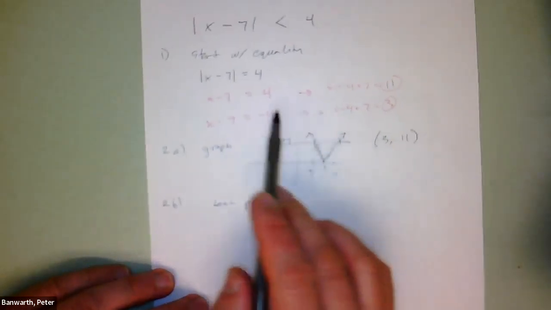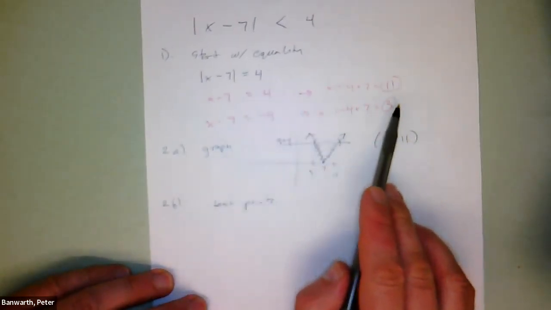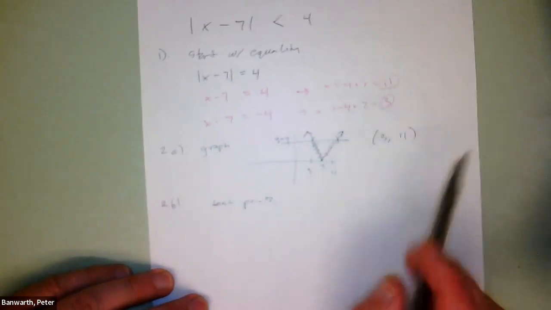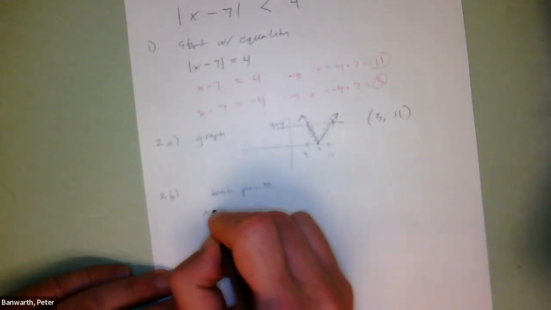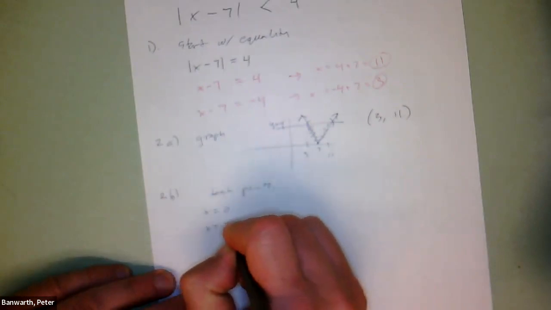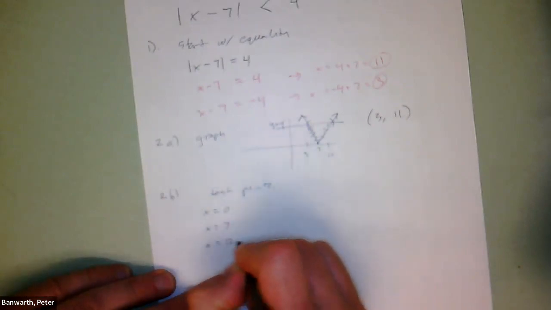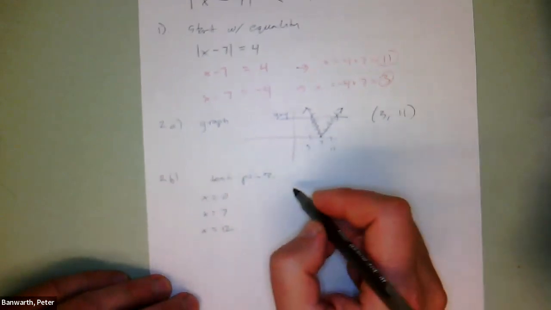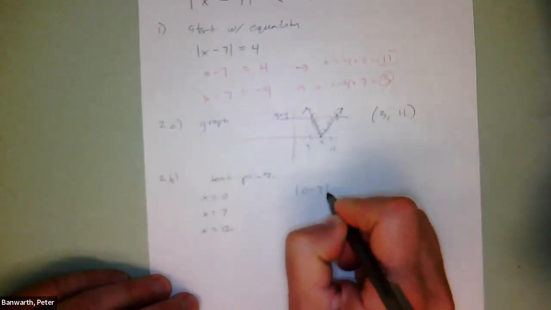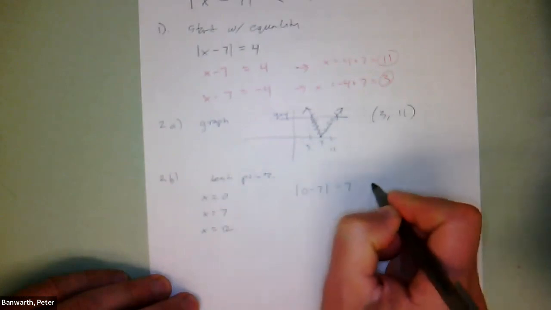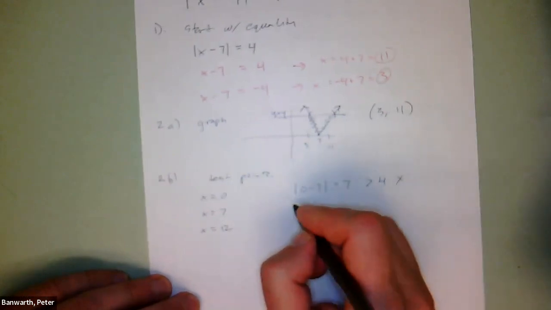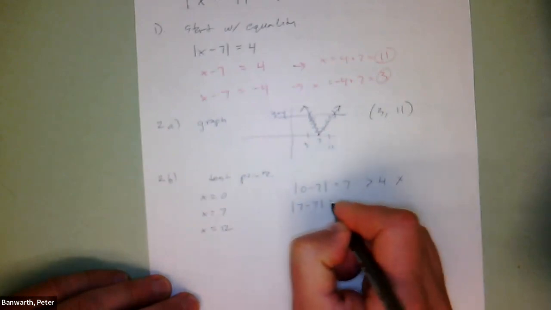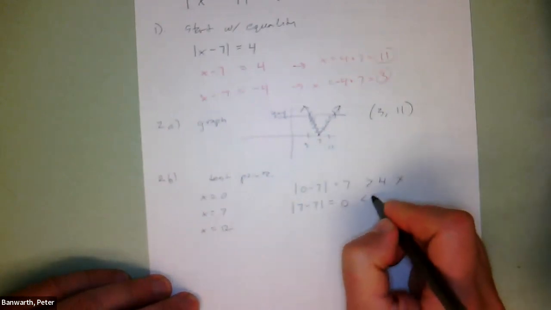And so I'll pick a test point smaller than 3, between 3 and 11, and bigger than 11. So I'll use x equals 0, x equals 7, and x equals 12. So I put x equals 0 in, I have 0 minus 7. In absolute value, that's 7, which is bigger than 4. So that's not going to work. If I put 7 in, I get 7 minus 7, which in absolute value is 0, which is less than 4.